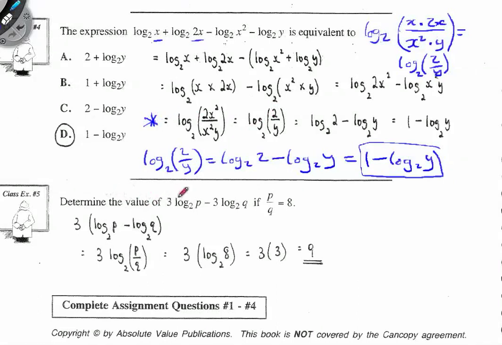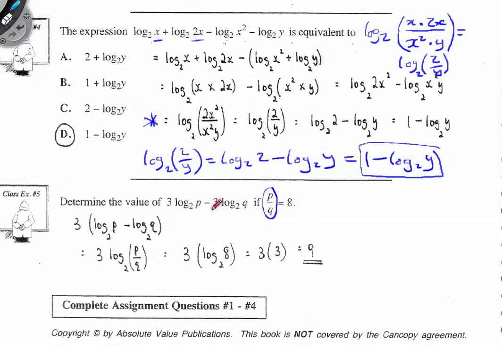Example 5, determine the value of 3 log base 2 of p minus 3 log base 2 of q if p divided by q is 8. So it looks like we have to form this as we solve it, and when we do, we know this actually has a value of 8.